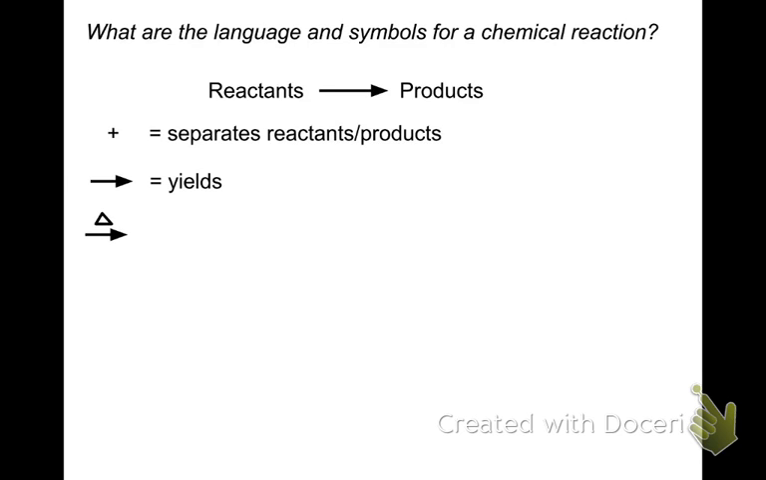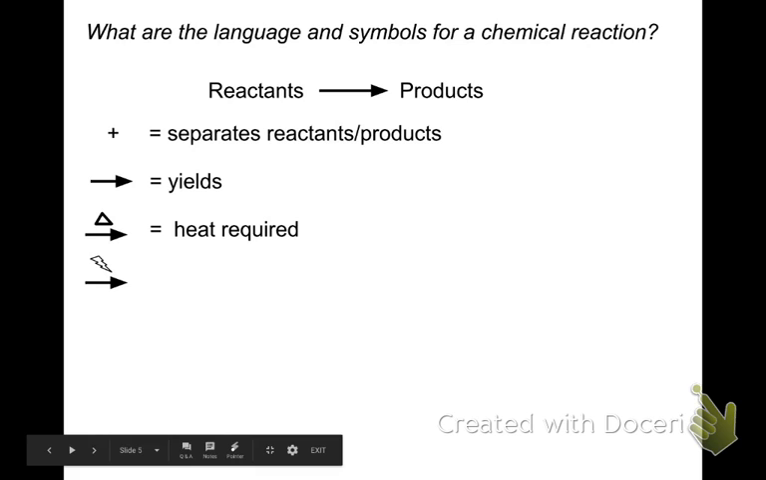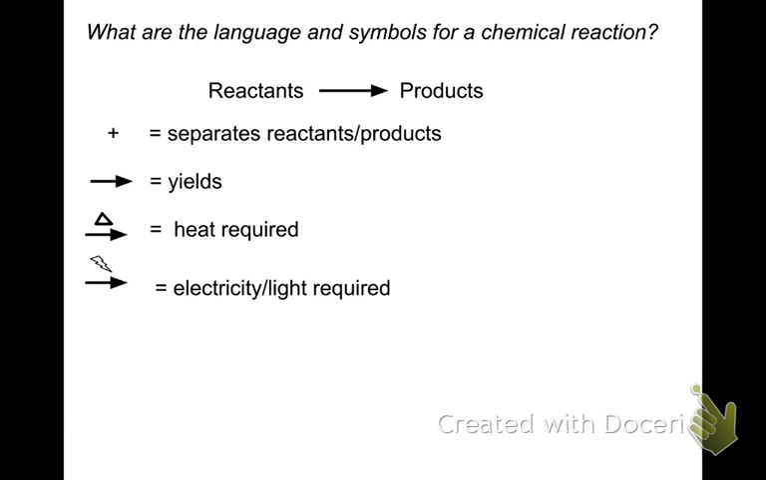An arrow with a triangle over top of it means that heat is required for that reaction to occur. An arrow that has kind of a lightning-boltish looking thing on top of it means that electricity or light is required. So something like photosynthesis maybe, that requires light. You don't ever have to draw it that fancy. Usually it just looks like kind of a squiggle almost, like that. That means electricity or light is required for that reaction to occur.